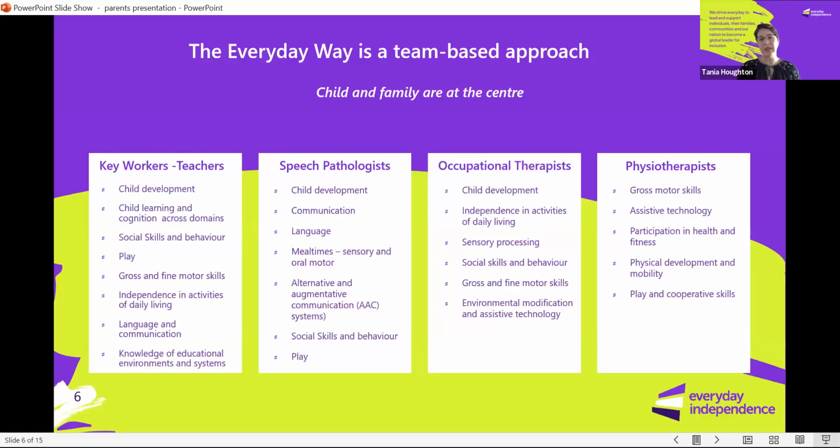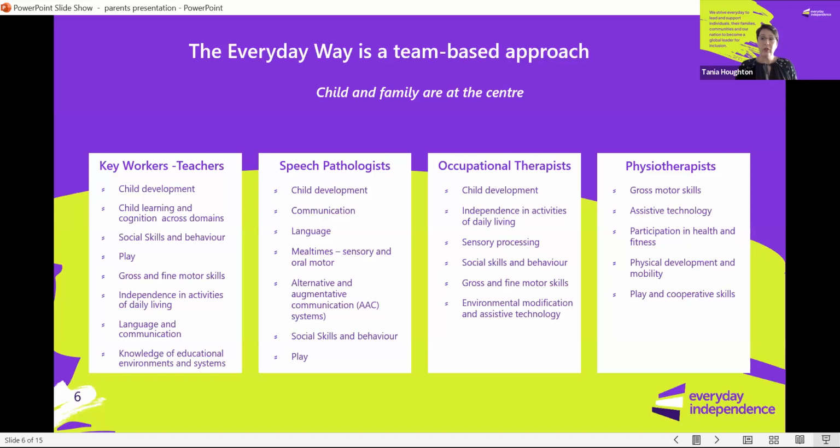At Everyday Independence, our key worker model is a team-based approach. So we have key workers, speech pathologists, OTs, physios, who all work together to support the children and family. And the child and family are a really important part of that team and really important decision makers as part of that team as well.